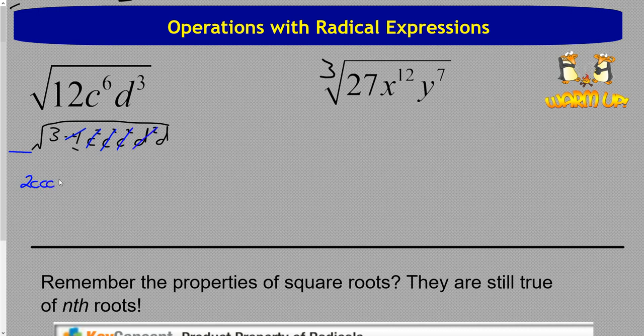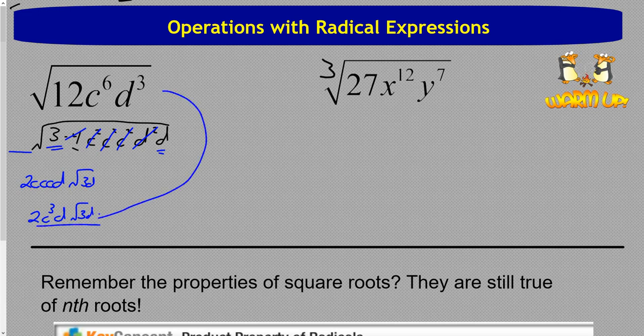Square root of d squared is a d, and I can't take the square root of this last d, so it's going to stay in the radical as well, which means inside the radical I have 3d, right? Now I'm just going to simplify this a little bit more. I have 2 times c times c times c, which is c cubed, times d times the square root of 3d. That is the same value as the original radical, but it's been reduced and simplified.